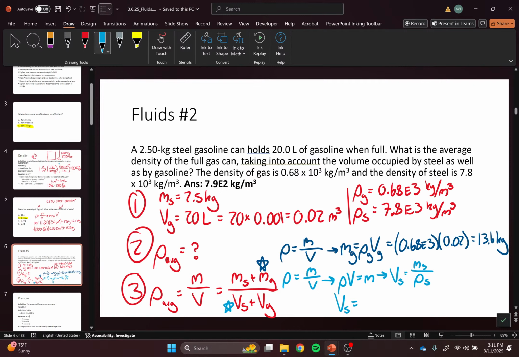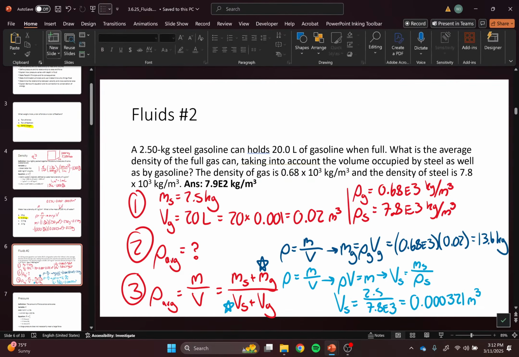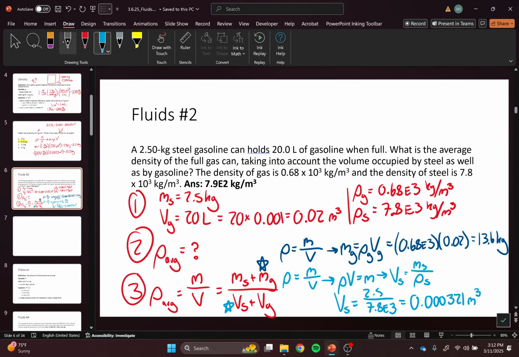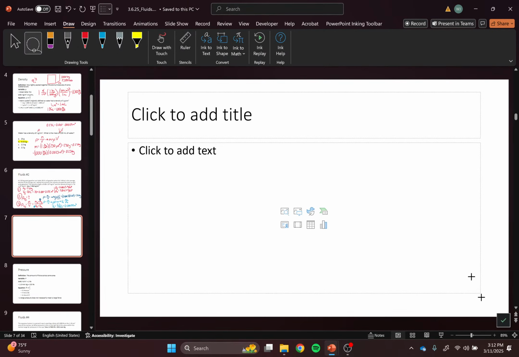So volume of steel equals 2.5 divided by 7.8 E3. Divide those and you get a number. 0.000321 meters cubed. Yeah, the steel doesn't take up that much space. It's not about how much space the gas takes up. It's about how much space the steel walls literally take up, is what we found. And then we just take all this and chuck it into the equation and we get our answer.